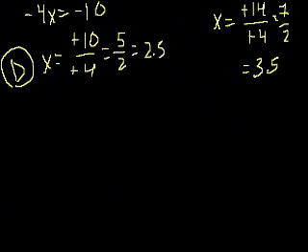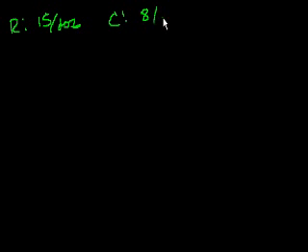Problem 3. I'll switch to maybe green. For a wedding, Sharada bought several dozen roses and several dozen carnations. The roses cost $15 per dozen, and the carnations cost $8 per dozen. Sharada bought a total of 17 dozen flowers and paid a total of $192. How many roses did she buy?